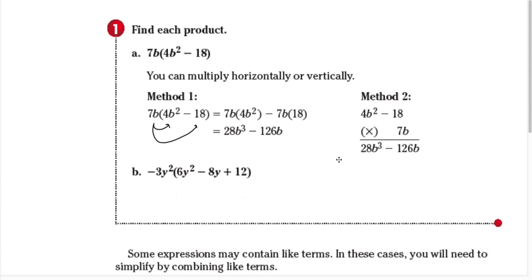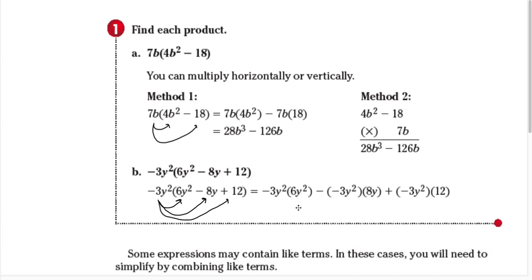In letter B, negative 3y squared times the quantity 6y squared minus 8y plus 12. So we copy the problem first and foremost, and we use the distributive property, or method 1, for this one. So we distribute negative 3y squared to 6y squared, negative 3y squared to negative 8y, and negative 3y squared to positive 12. And this is the result. Negative 3y squared times 6y squared, negative 3y squared times 8y.